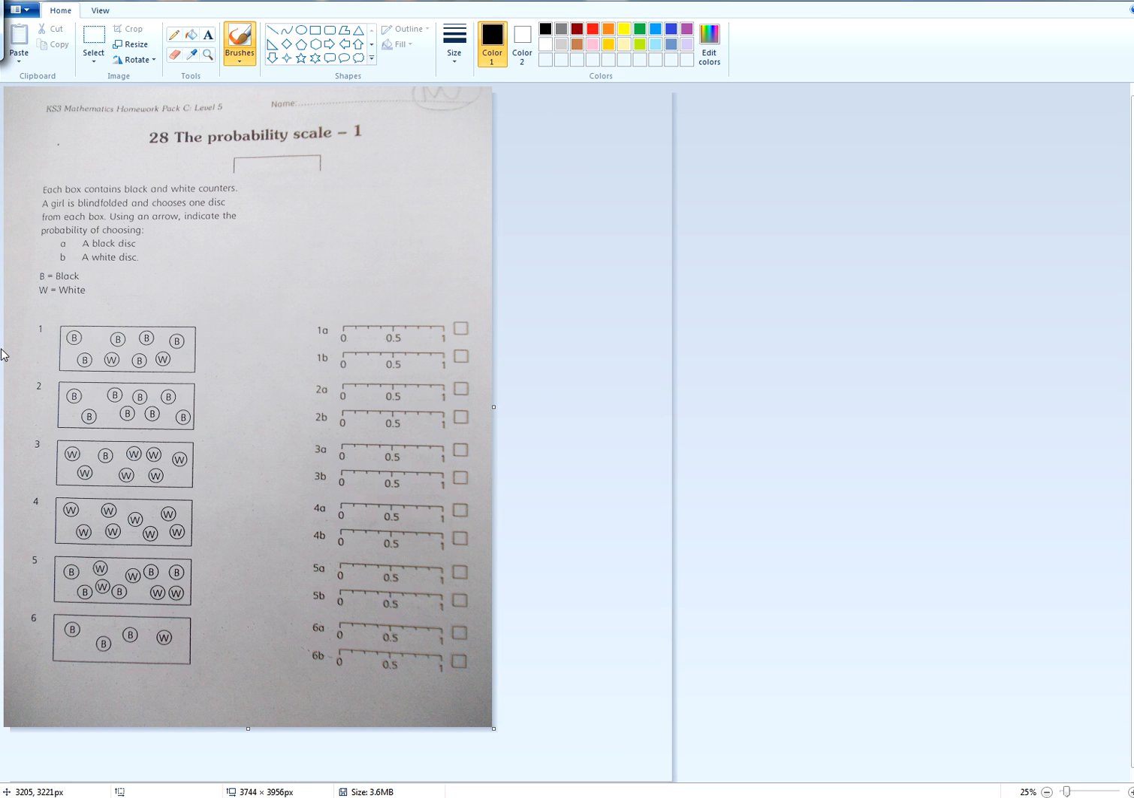Here we go. So we're looking at the probability scale. Okay, part one. Each box contains black and white counters. A girl is blindfolded and chooses one disc from each box. Using an arrow, indicate the probability of choosing a black disc and a white disc. So what we need to do now is look at these.